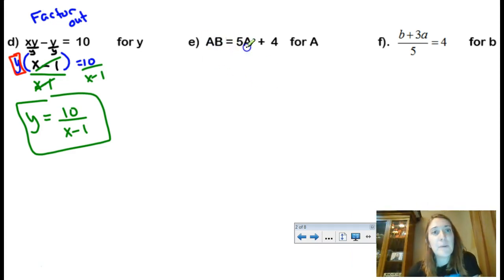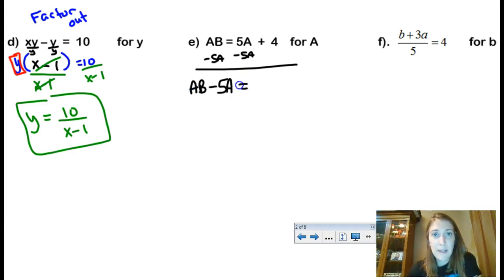So first thing we have to do is collect all the A's to the same side. So I'm going to go ahead and subtract this 5A term over yonder. And it would be awesome if they were like terms. They are not. So we have AB minus 5A, and then still equals a 4 over here.